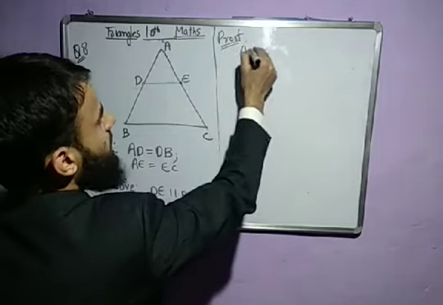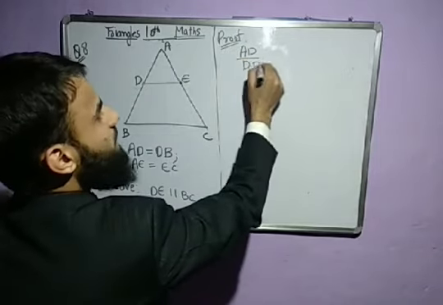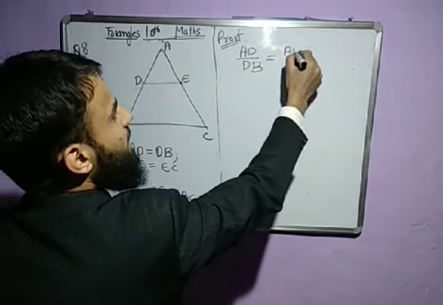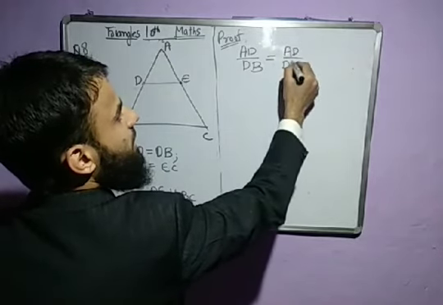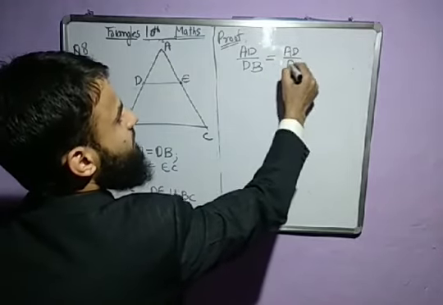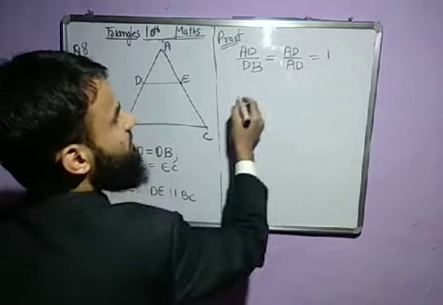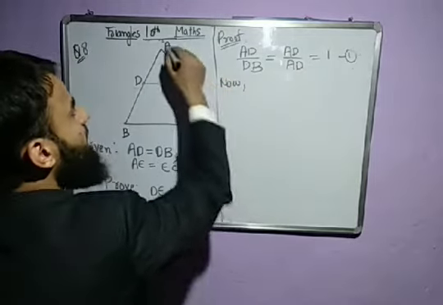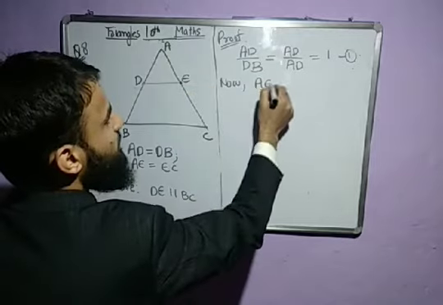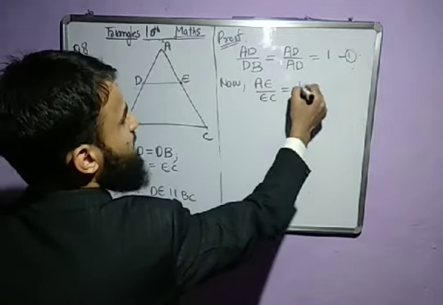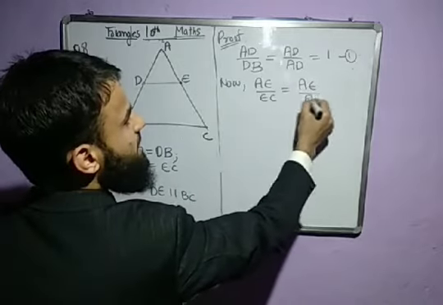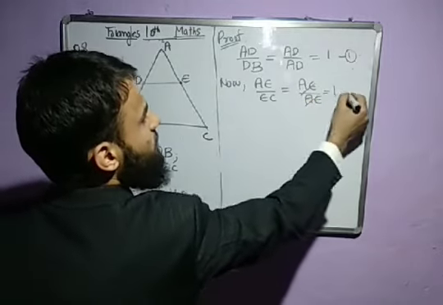Let us find out the ratio AD divided by DB. It comes out to be, since AD is equal to DB, I can write AD divided by AD. So it comes out to be 1. Keep it as equation 1. Okay, now let us find AE by EC. I think it also comes out to be 1 because AE is equal to EC. So I can write EC as AE. It will come out also to be 1.